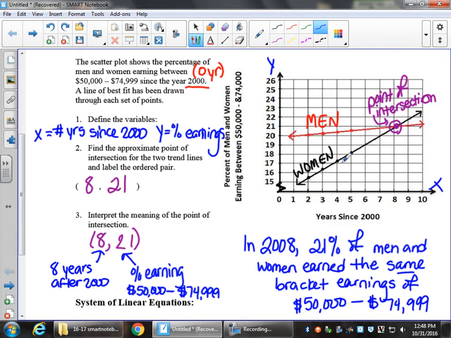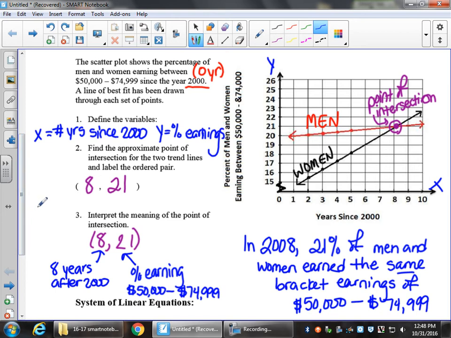Before 2008, women earned less and men earned more. After 2008, look what happened. Men are in a lower bracket and women are in a higher bracket. It was in this single year that earnings were the same.